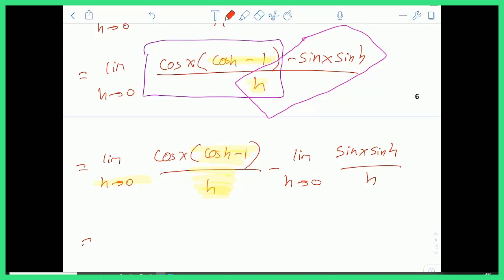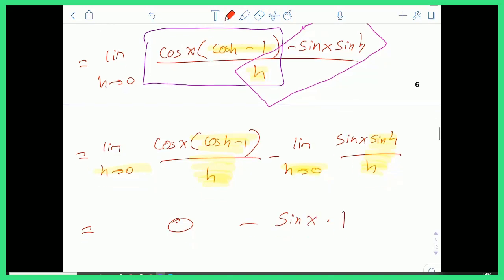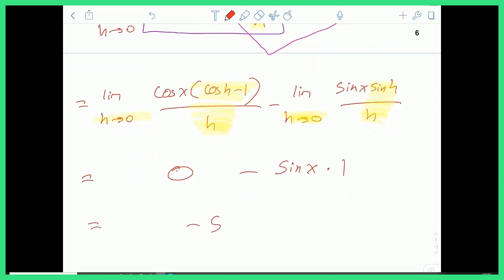So I know that if I took cosine x and multiplied it by 0, that piece is equal to 0. Minus this, as h approaches 0, is my theorem again, and I know that's equal to 1. So what's left is my sine x times 1 on that side, which is of course equal to negative sine x. Thus, using the definition of the derivative, we've proved the derivative of cosine x is equal to negative sine x.